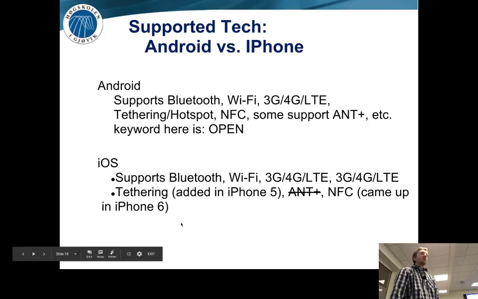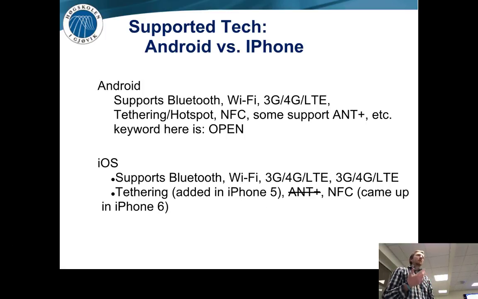NFC came up with iPhone 6, so for many generations the iPhone did not allow NFC, but they do need it for Apple Pay, right? At some point the devices have to be equipped with NFC, otherwise Apple wouldn't be able to jump on the mobile wallets bandwagon. So they allowed it from iPhone 6 onwards.